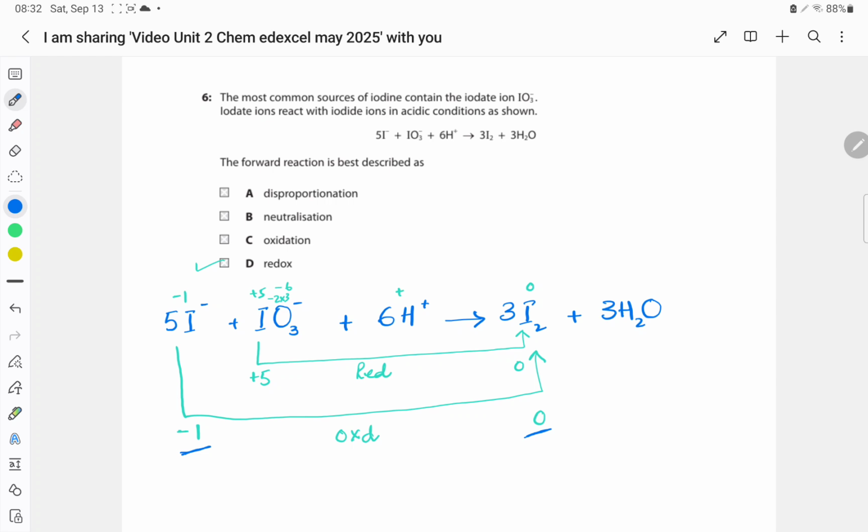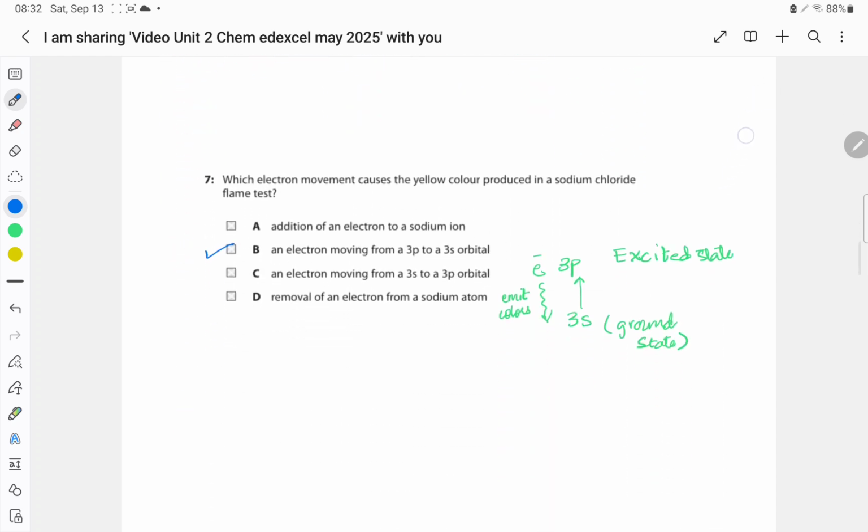Here the two different species are going under reduction and oxidation, so this is going to be a redox reaction. Moving on to the next question, which electron movement caused the yellow color produced in sodium chloride flame test.